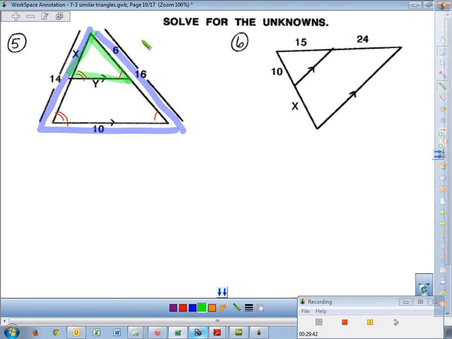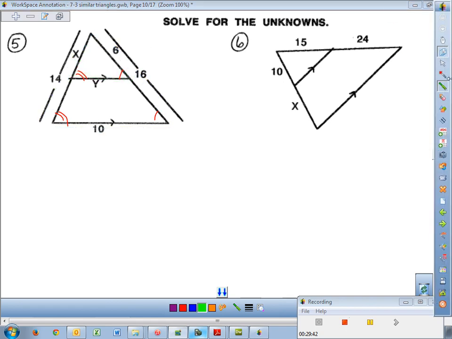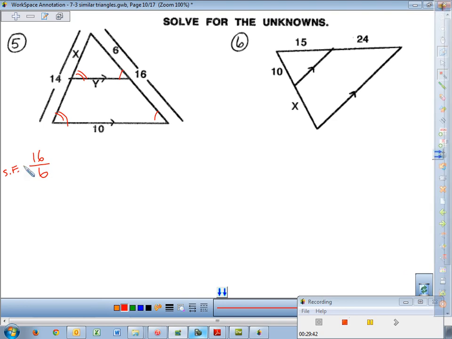16 goes with 6. So how do you want to write your scale factor? 16 over 6 or 6 over 16? 16 over 6. That's my scale factor. Does it reduce to what? 8/3.